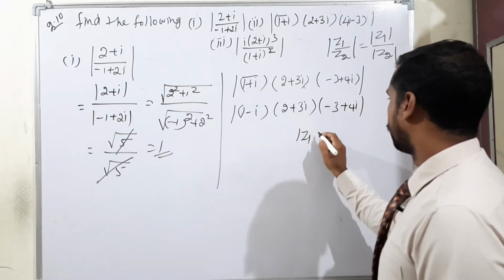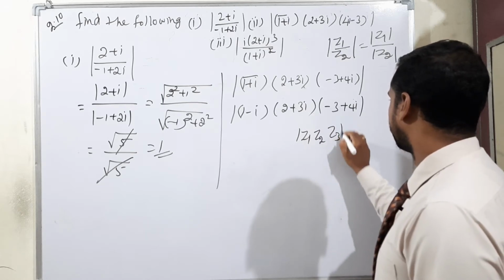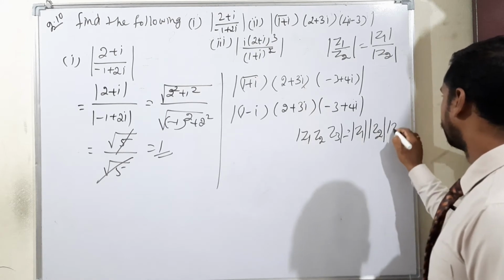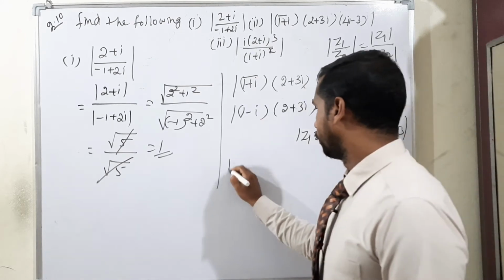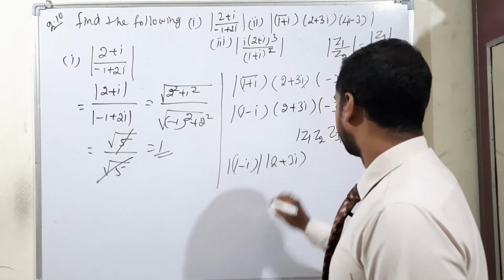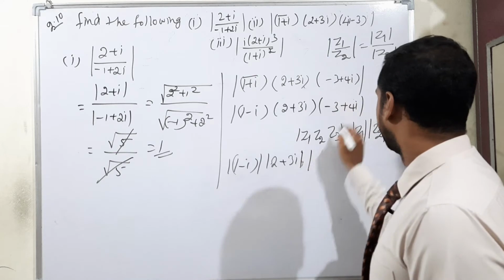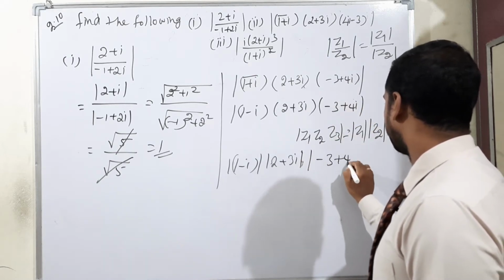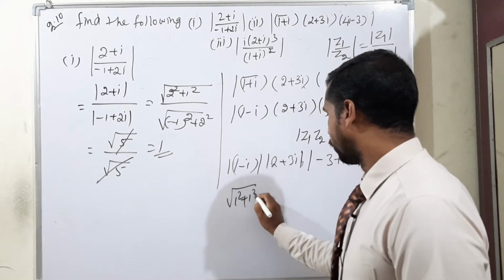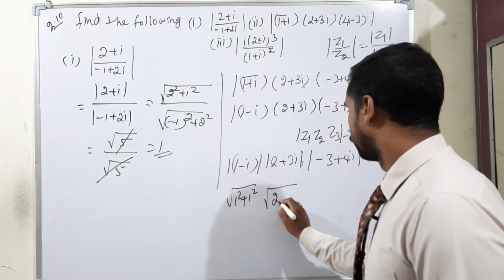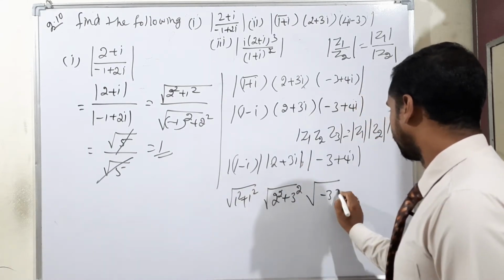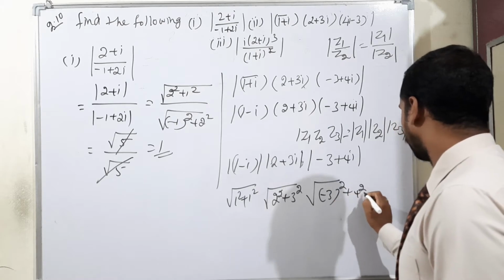Already you know the property: modulus of Z1 Z2 Z3 means separate, isn't it? Modulus of Z1, modulus of Z2, then modulus of Z3. So what you have to do: 1 minus i, then 2 plus 3i, then the last one minus 3 plus 4i. Again square root of 1 square plus 1 square, square root of 2 square plus 3 square, next one square root of minus 3 the whole square plus 4 square, isn't it?